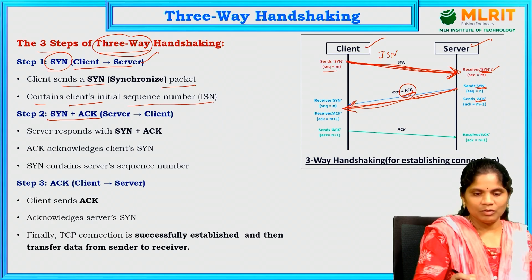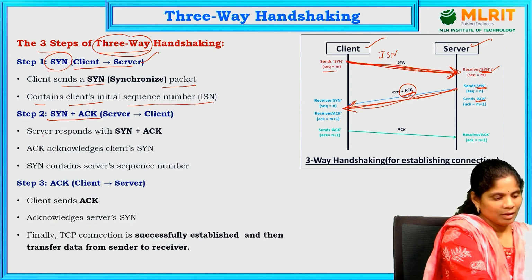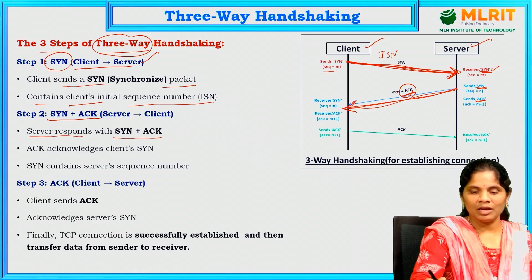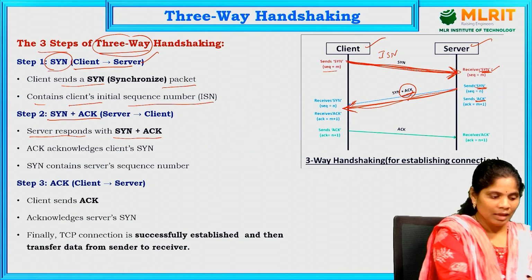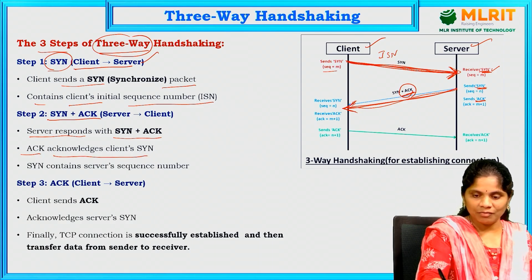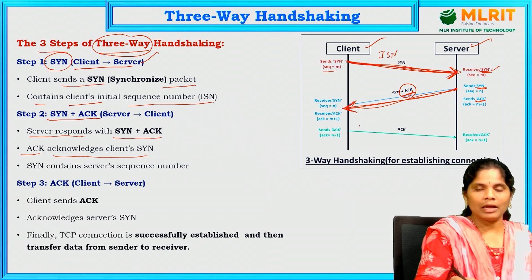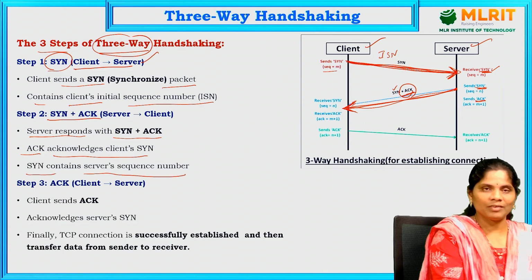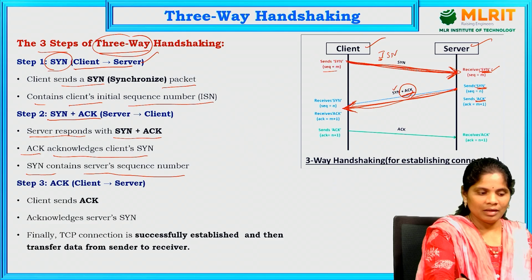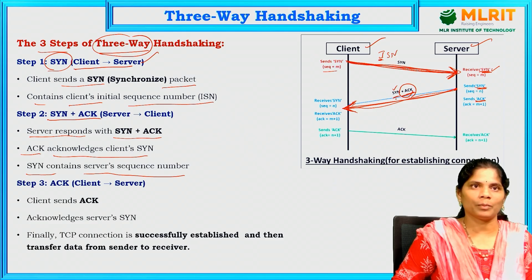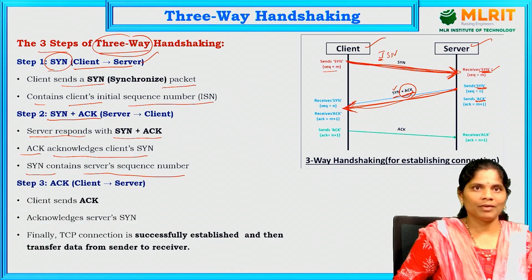That is received by the client. Next one, here the server responds with the synchronization plus ACK. First, it will respond with the synchronization and ACK. ACK acknowledges the client's synchronization. So here the server is asking the client to synchronize. Next, the synchronization contains the server sequence number. Here it has the initial sequence number. This synchronization has the server sequence number. That is the second step in the three-way handshaking method.